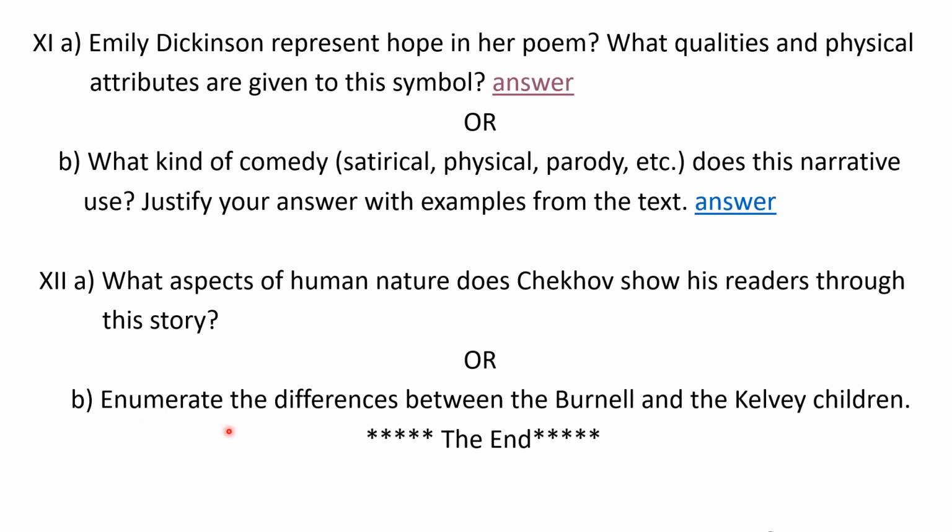And the last question, enumerate the differences between the Burnell and the Kelvey children. So the Burnells are the rich people and the Kelveys are the poor family. So how the discrimination goes on, how the rich children tease the poor children, and all the differences you have to write one by one. So the last 12th A and B can be repeated from the unit, students. Only 3 units are there and 4 questions are prepared. So the fourth question, the 12th A and B, will be a repeated question. So you can plan your examination preparation based upon this structure, students.